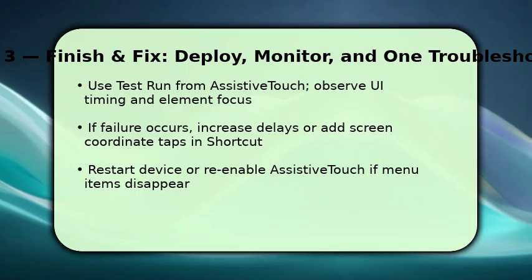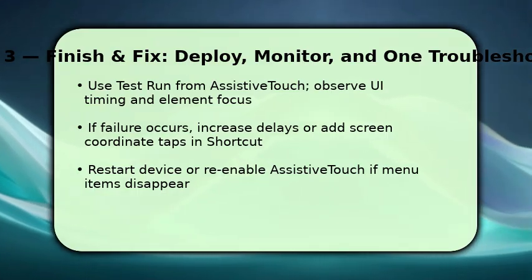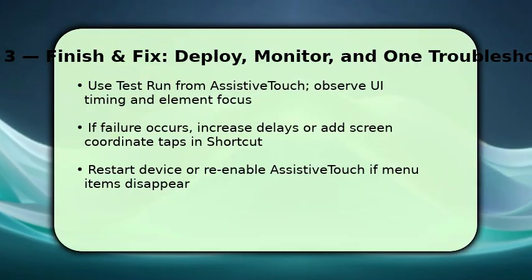One key tip: when things go wrong, add incremental waits. Small pauses often solve race conditions between the UI.